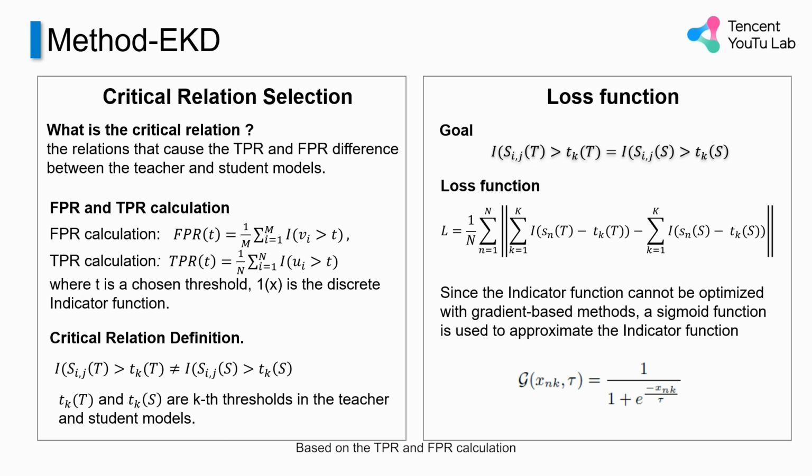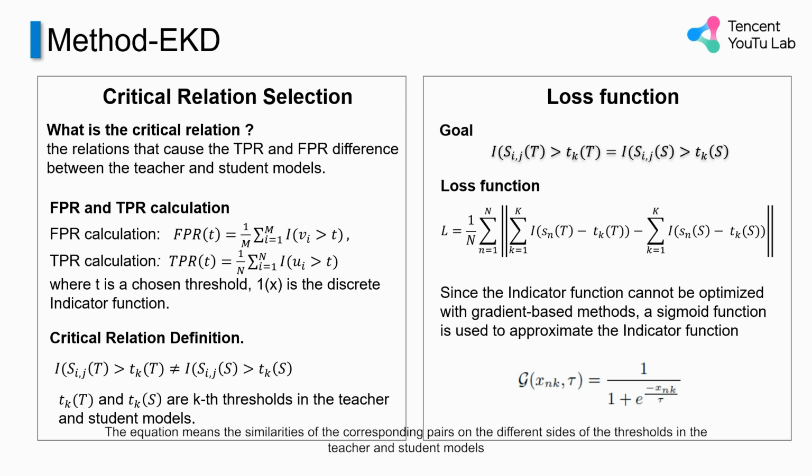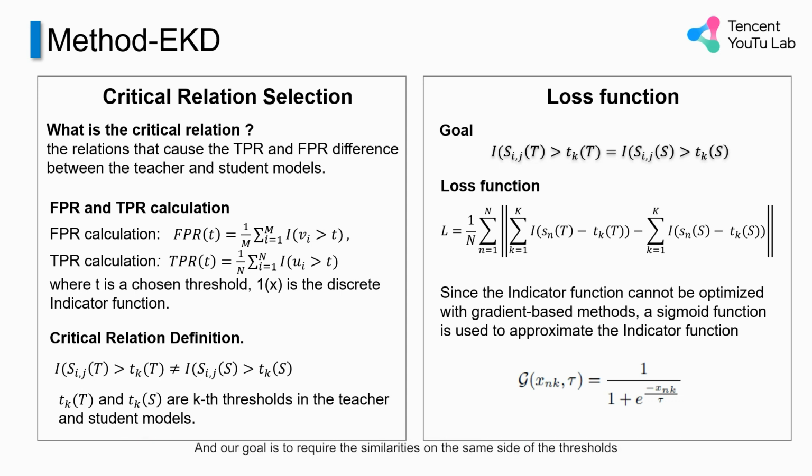Based on the TPR and FPR calculation, the critical relation condition can be formulated as this equation. The equation means the similarities of the corresponding pairs are on different sides of the thresholds in the teacher and student models. And our goal is to require the similarities to be on the same side of the thresholds. Since the indicator function is a step function whose value is 0 or 1 and the thresholds are monotonic, the loss can be formulated as this equation.